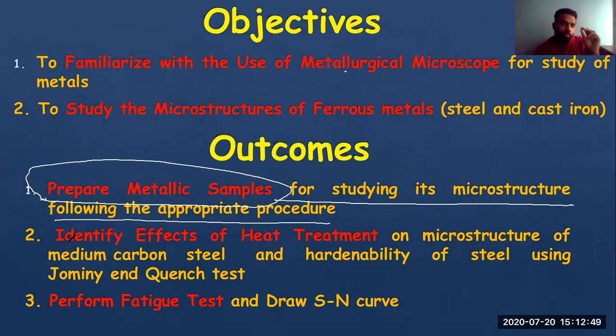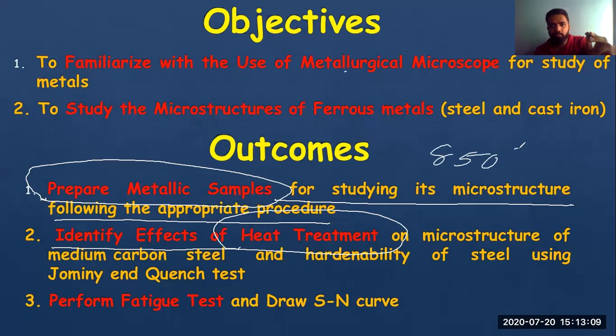Okay. So how do you prepare a metallic sample? That is your first outcome. Second is, I have already stated in the morning, heat treatment. Suppose you are given this sample. What you have to do with this sample is heat it at an elevated temperature. What temperature did I inform you? Suppose that temperature is 850 degrees Celsius.